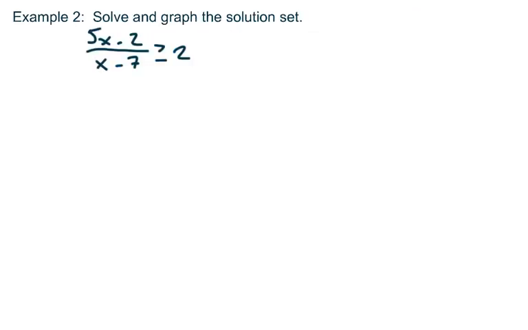Now I want to do one more example, and this one's going to require a little bit more work because you don't automatically have a 0 on one side of the inequality. First thing you need to do is get a 0 on one side of the inequality. Well, that's not too hard to see what to do. We're just going to subtract a 2.